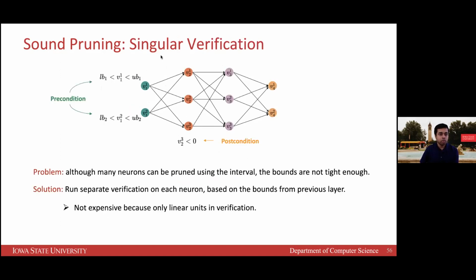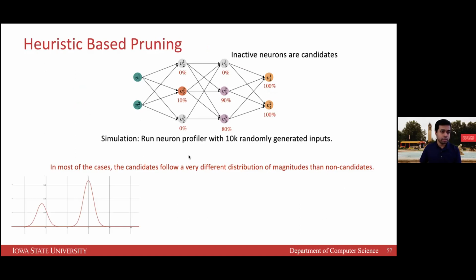Apart from that, we also do the singular verification, which tells us that if the precondition is this lower bound and upper bound, and this is the postcondition, the output will always be 0. Then we use an SMT solver to solve those verification queries to check whether the neuron is always inactive. So we are answering the same question until now: whether each of these neurons is always inactive. We do this layer-wise to identify those neurons. Finally, as I said, this is the sound pruning, and this is the heuristic pruning.